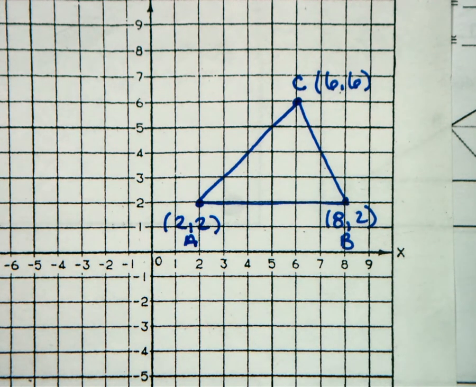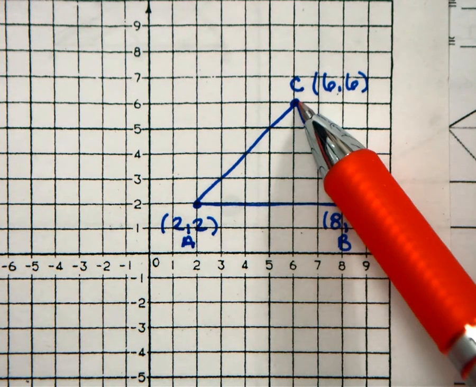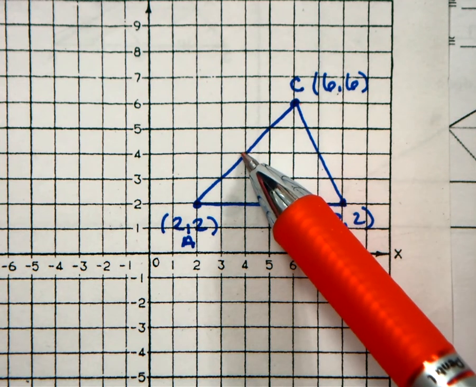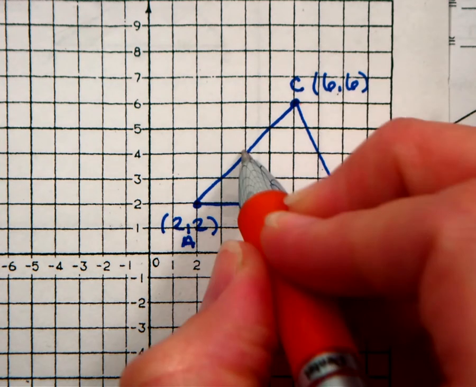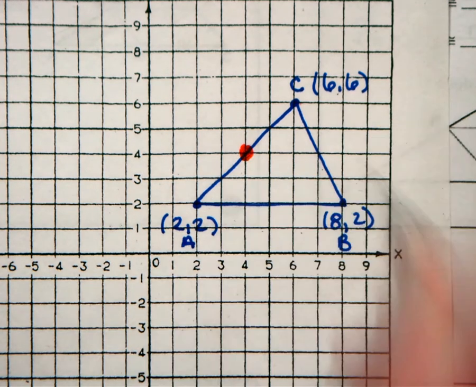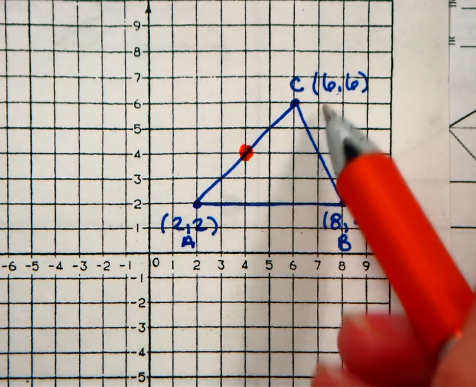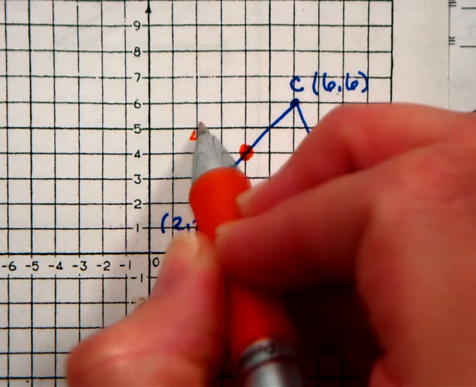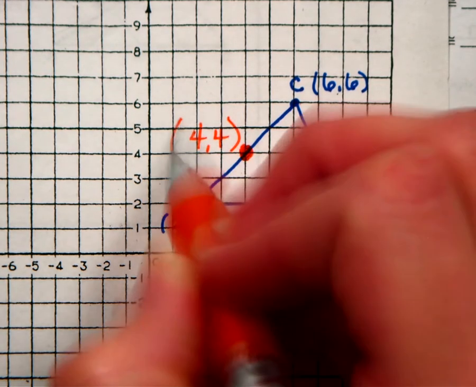Just based on this picture here, if I want you to find the midpoint of AC, can you see where that midpoint is? It's right there. So there's our midpoint. What would the coordinates of that midpoint be? 4, 4. Because what's in between 2 and 6? Remember, it's in between 2 and 6? 4 and 4. So that has the coordinates 4, 4.